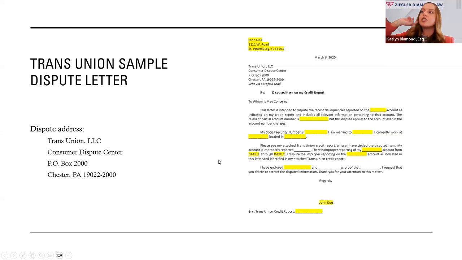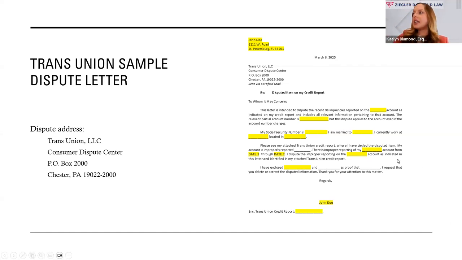The TransUnion Consumer Dispute Center PO Box 2000 address is, as of today, the correct and only address to send a dispute regarding a TransUnion credit report. You would need a separate letter for each credit reporting agency that is not properly reporting any account.